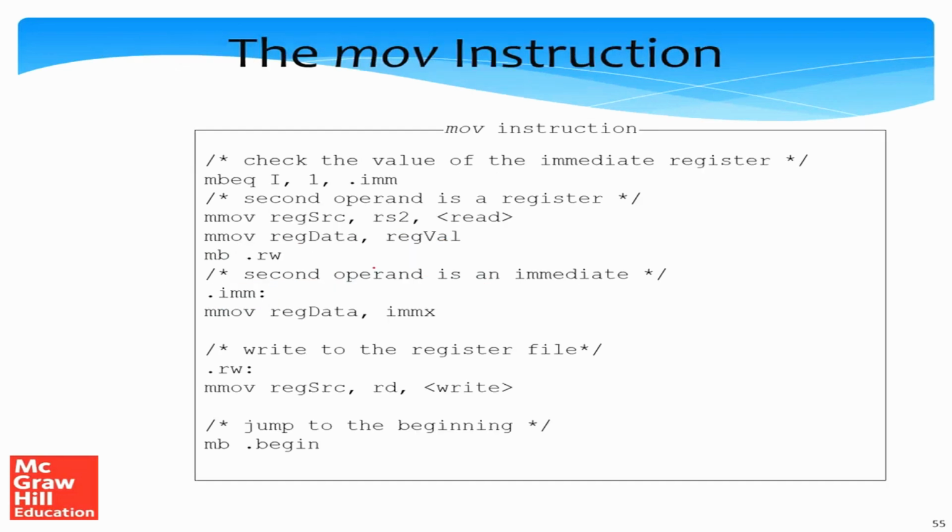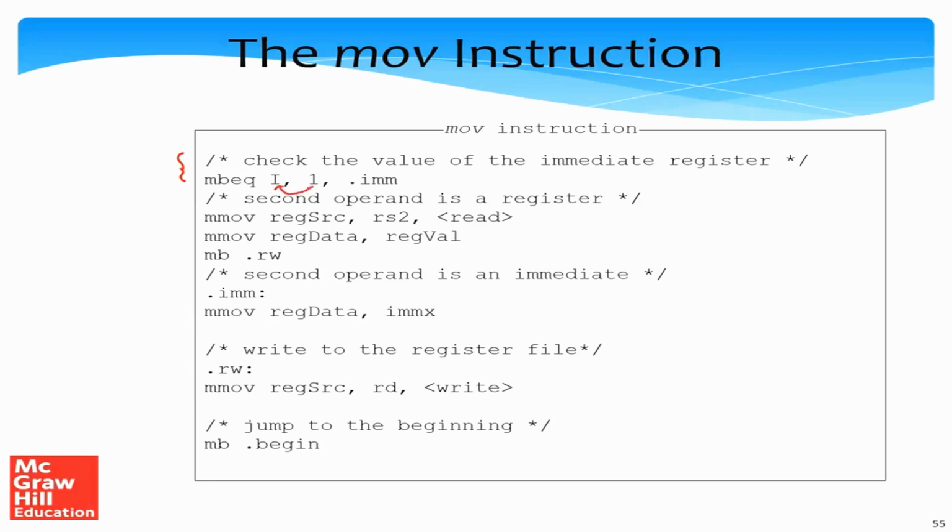Alright, so now that we have seen a difficult set of instructions, namely 3-address format ALU instructions, let's take a look at something similar yet significantly simpler, namely the move instruction. So this is easy. We first check the value. Since I have also discussed the format of most of the instructions, I'll go slightly faster. So we check the value of the immediate register. How do we check? We compare I with 1.